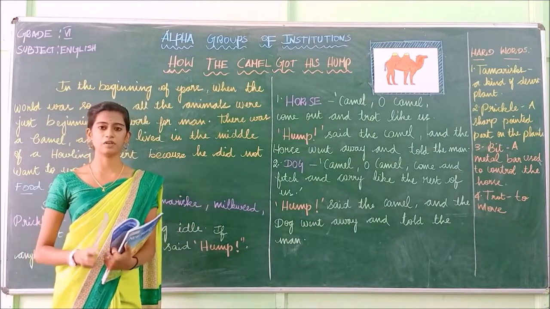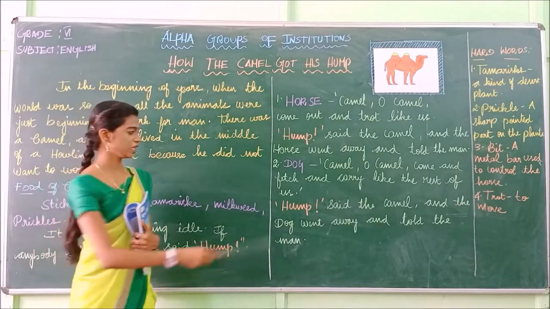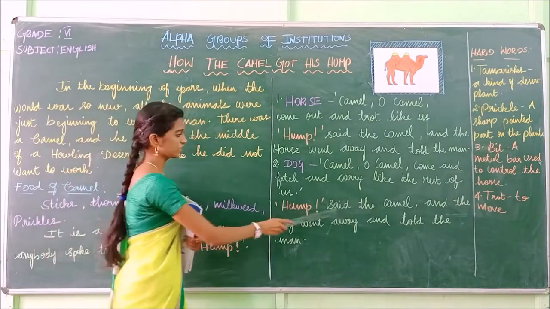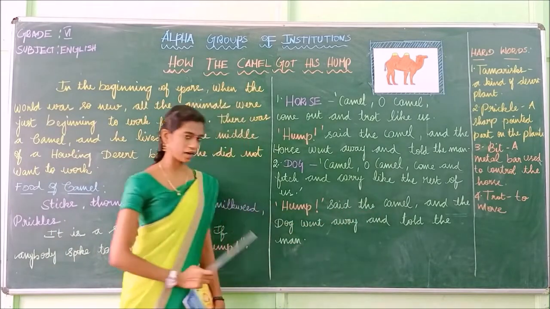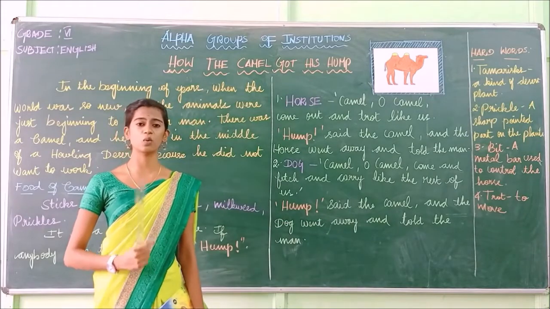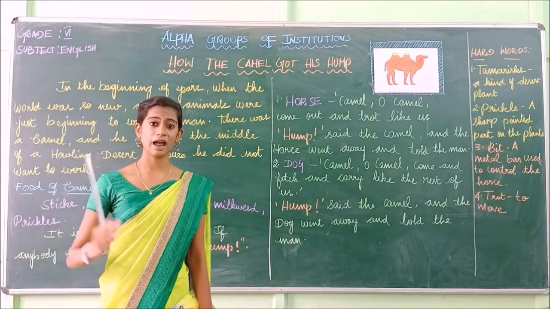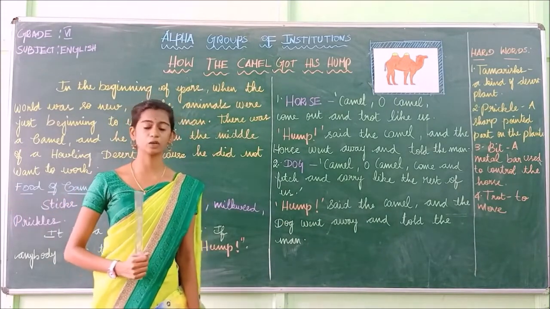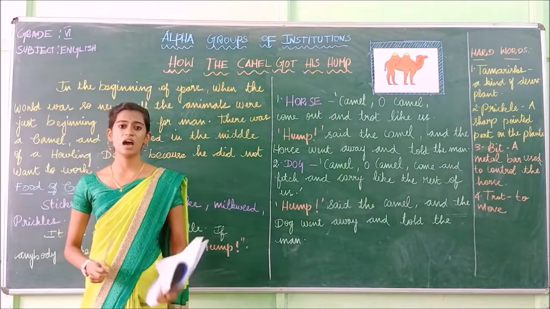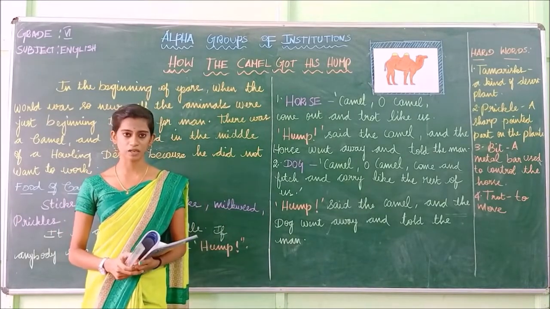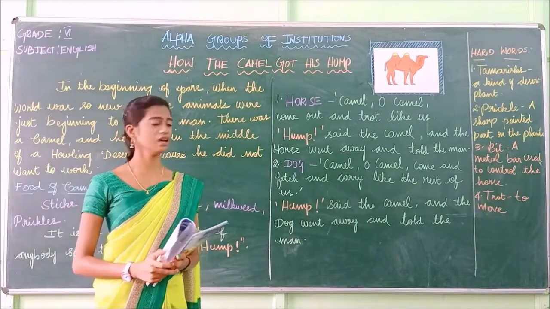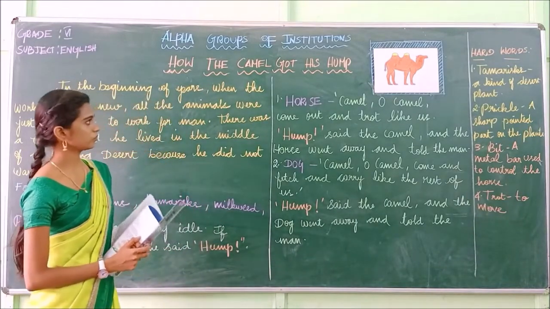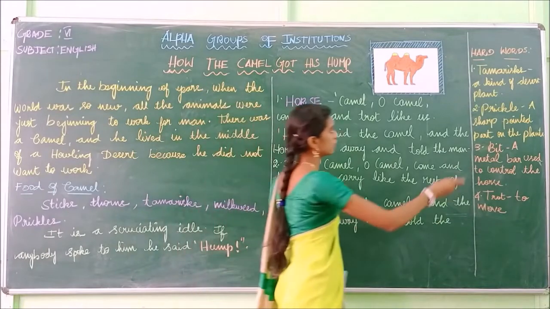Hum, said the camel. So what did the camel reply? Look here. Hum, said the camel. And the dog went away and told the man. So after hearing the word hum, the dog ran away to the man, to the master, and said that the camel is not coming. The camel replies only the word hum. Have you understood this? Shall we read the hard words?